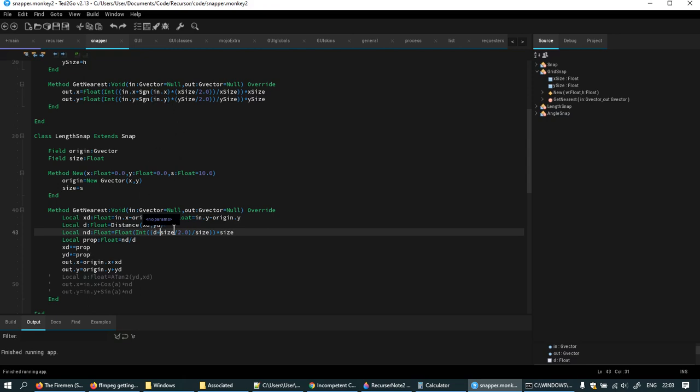Here, I multiply it by the sign. Sorry, I'm wittering again. Here, do I need to do something like that? No, it's always just a distance from the point. It's always going to be positive, divided by size, times size. Size equals S. Proportion equals ND divided by D. Oh, what am I doing?